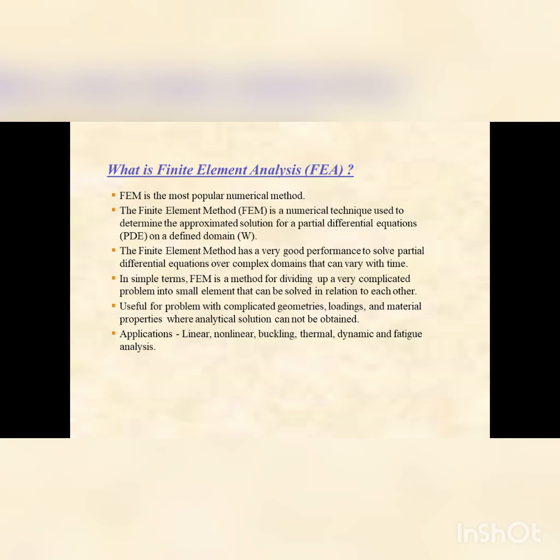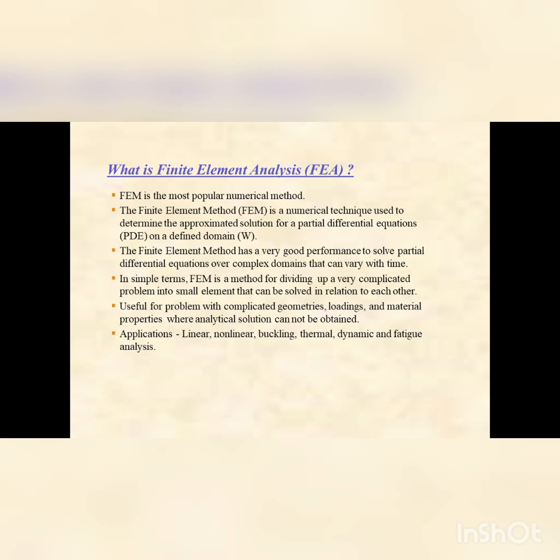In simple terms, it is the method of dividing a very complicated problem into small elements that can be solved in relation to each other. The FEM technique is also useful for complicated geometries, loadings and material properties where an analytical solution cannot be obtained. The several applications of FEM are linear, non-linear, buckling, thermal, dynamic and fatigue analysis.